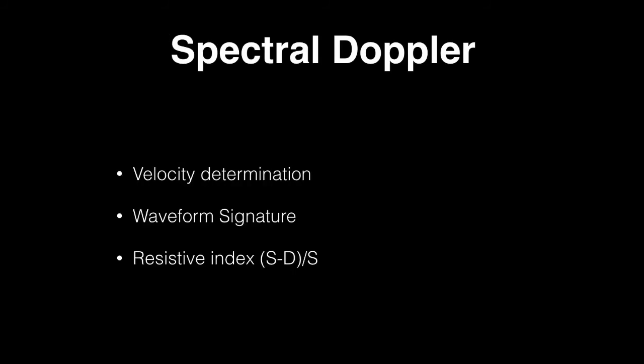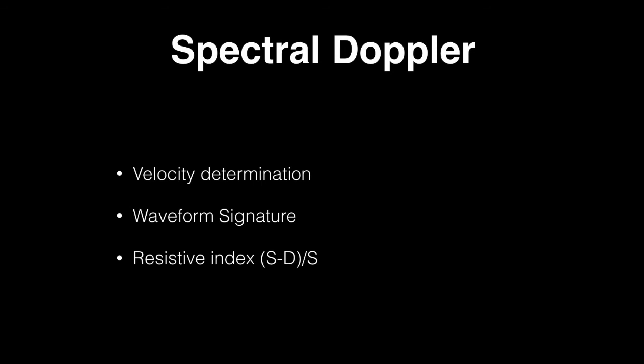So in the other videos we've already talked about color flow and color power Doppler. So why do we want to use this clinically? What information can this give us? Well, first, we can quantitatively assess velocity within the vessel. We can also use spectral analysis to obtain a waveform signature. This can be used to help differentiate an artery from a vein.